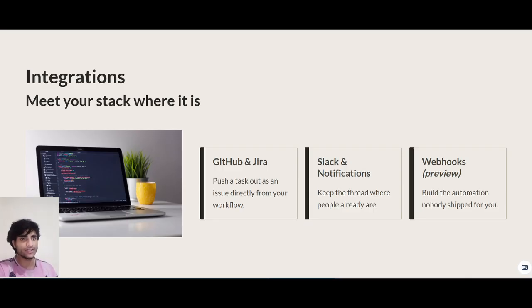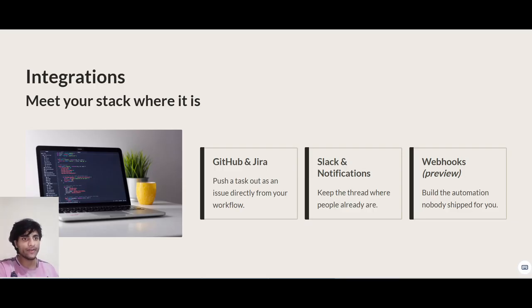With GitHub and Jira, WebPinch tasks can be pushed out as an issue. So if a feedback item needs to become a development task, it can move into the tool where developers are already managing their work. Then we have Slack and notifications.